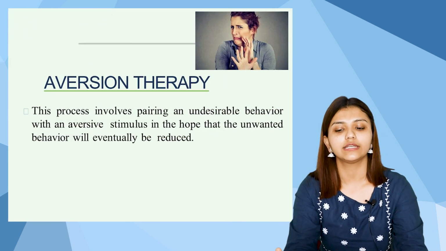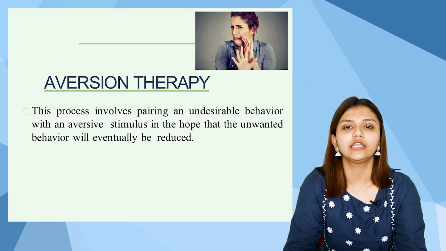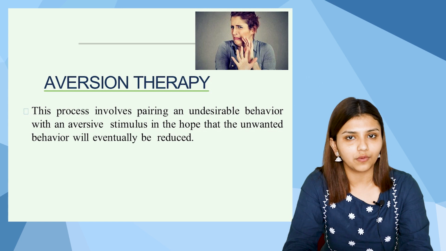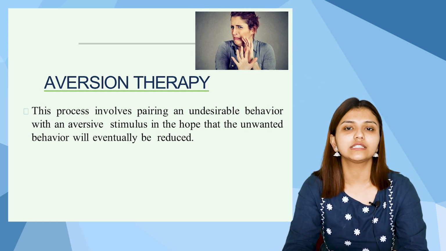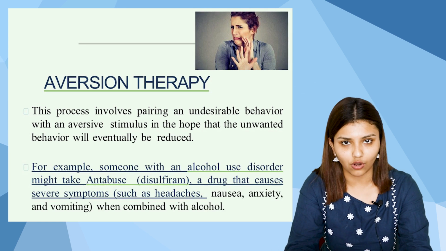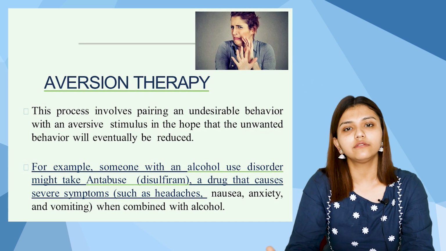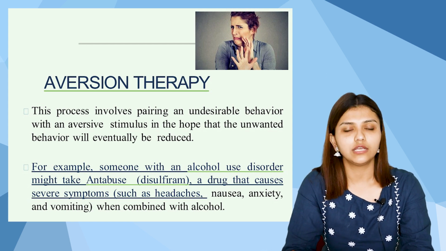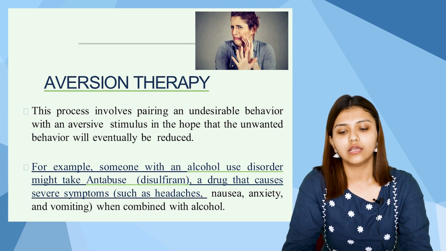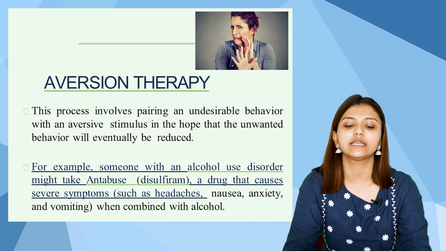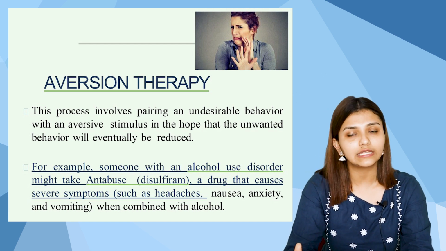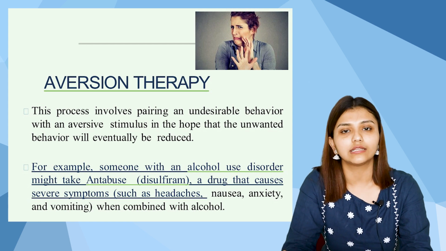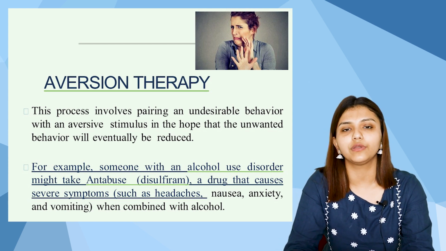Next, we will talk about aversion therapy. In aversion therapy, an unconditioned or unpleasant stimulus is used to correct the undesired behavior of an individual. For example, if a person is suffering from alcohol use disorder or drug dependency, the person will be given a drug like disulfiram, and if the individual ingests alcohol, there will be side effects. If a person is taking Antabuse, disulfiram, along with alcohol, that will create side effects, that is headache, nausea, and vomiting. So here the therapist uses an unpleasant stimulus to correct the behavior of a person.